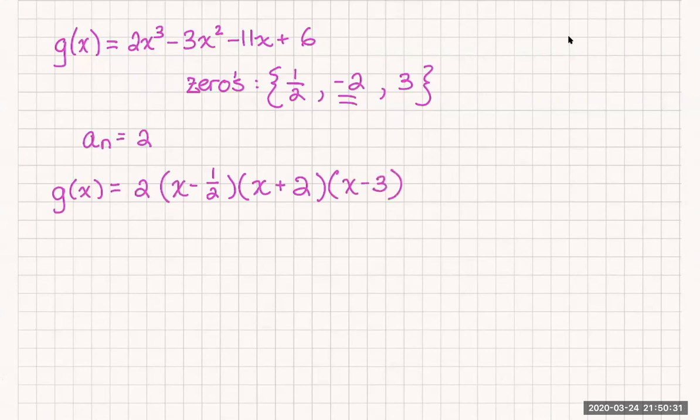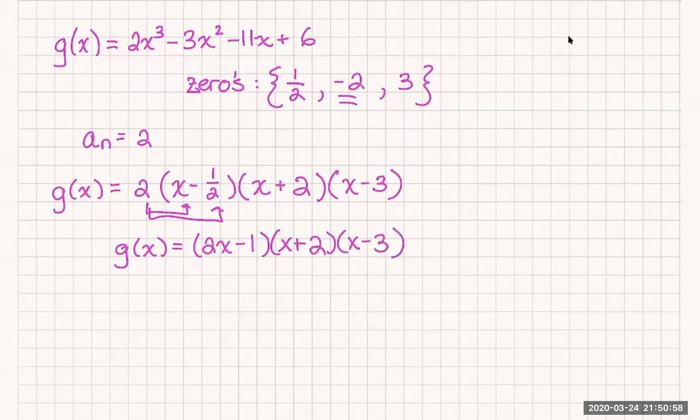Now you're going to say, well, can I distribute the 2 in any one of these factors? You're more than welcome to, or you can leave it like this. If you want to distribute the 2, you cannot distribute it in all of them. You can only distribute it to one of these factors. You can say, okay, g of x is equal to 2x minus 1 times x plus 2 times x minus 3. Okay. So you can write it either way. It doesn't matter to me on the test whether you write it this way or the second way, where you distribute the leading coefficient to one of those factors.